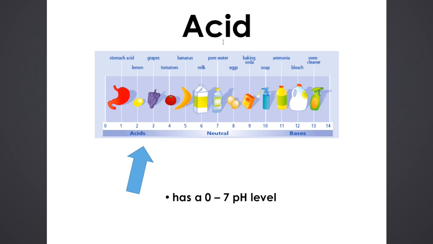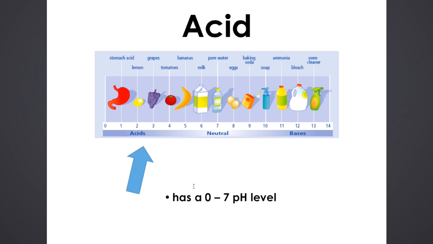Next we have acid. An acid is a substance that has a 0 to 7 pH level. Say it after me. Acid.